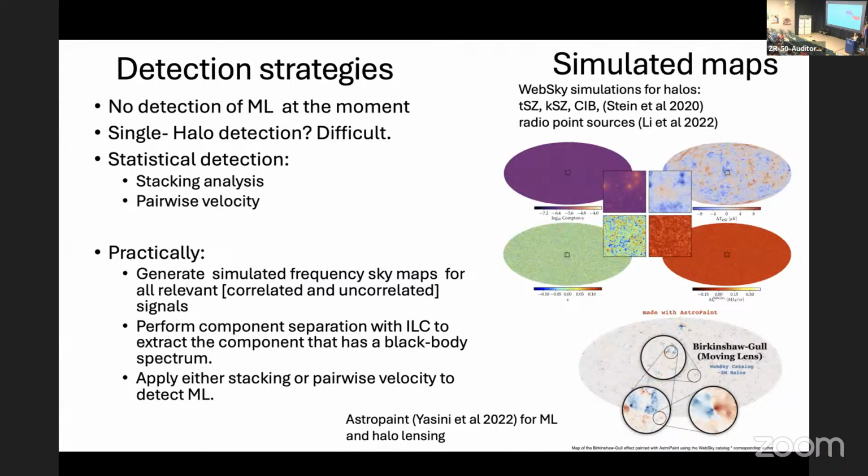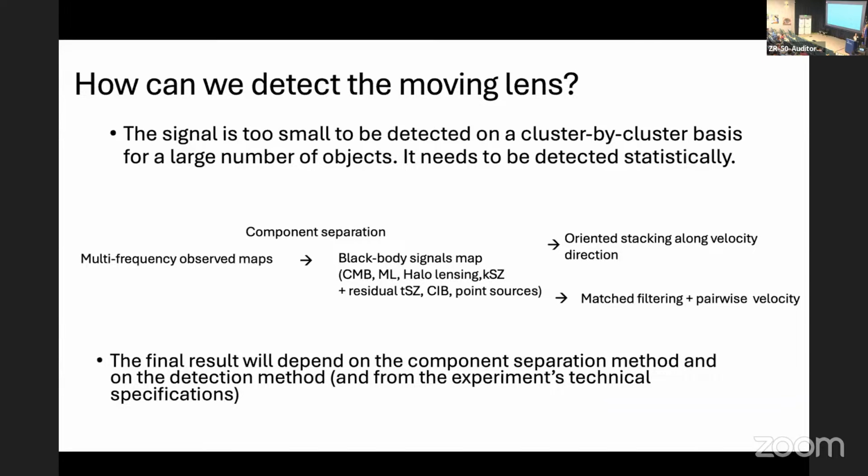So we used WebSky as a baseline, which has many of those realistic effects in it. But then we also implemented the moving lens effect and the halo effect. Even if the halo doesn't move, there is some lensing that creates a dipole in the direction of the gradient of the CMB, and that can be in your way, as we will see.